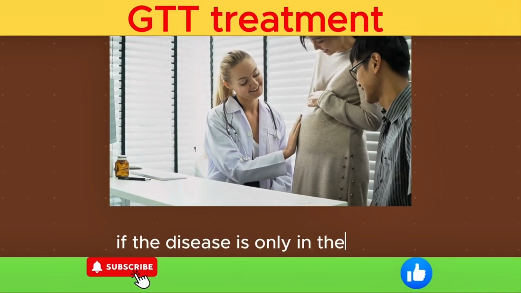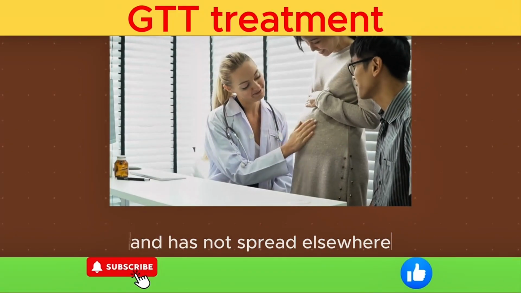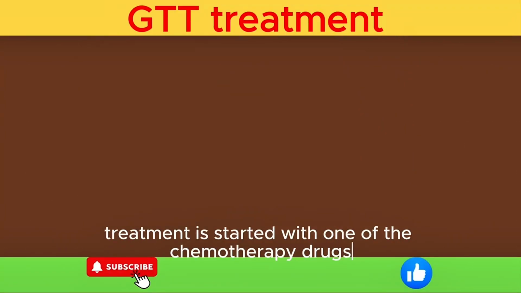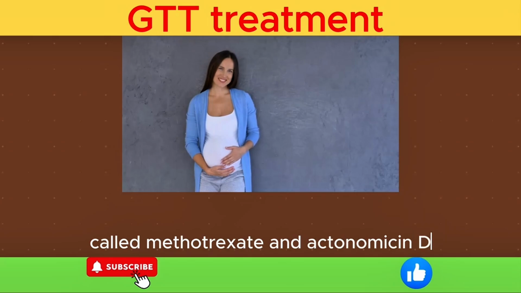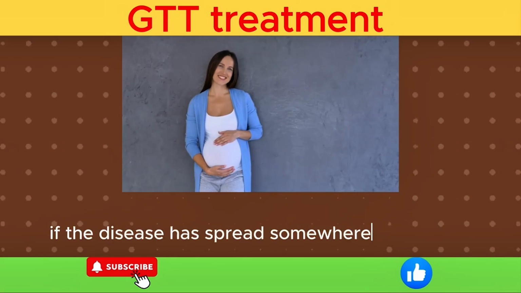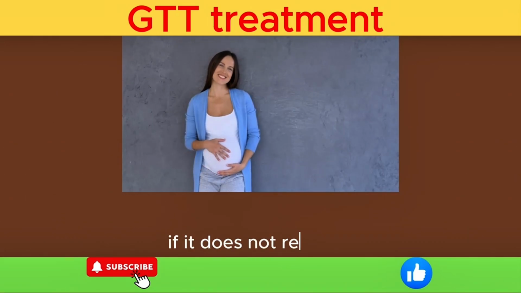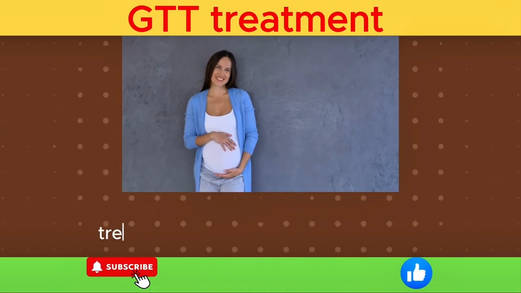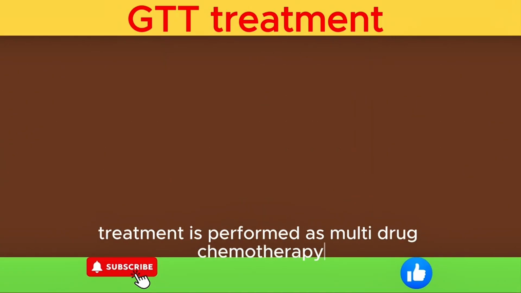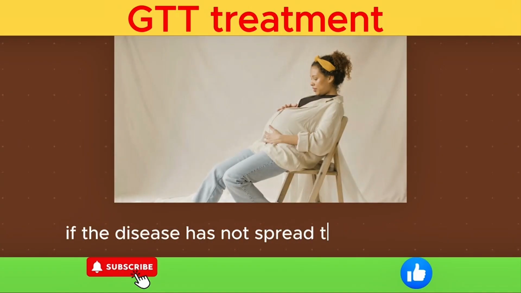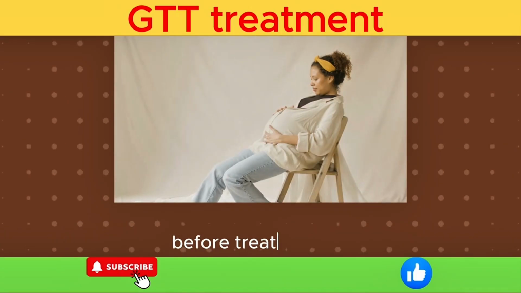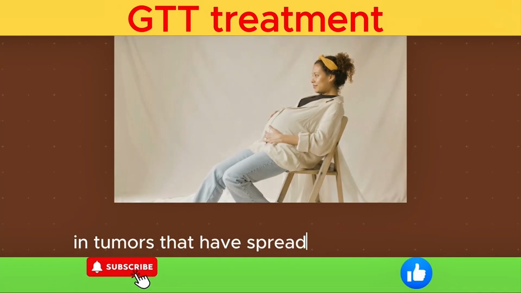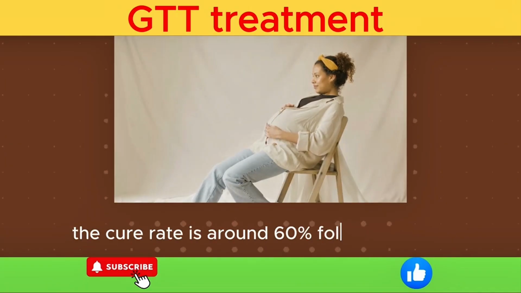If the disease is only in the uterus and has not spread elsewhere, or if it has spread only to the lung, treatment is started with one of the chemotherapy drugs called methotrexate and actinomycin D. If the disease has spread somewhere other than the lung, if it does not respond to single drug chemotherapy, and in some special cases, treatment is performed as multi-drug chemotherapy. If the disease has not spread to the liver and brain before treatment, 80–90% of patients recover. In tumors that have spread to these organs, the cure rate is around 60%.